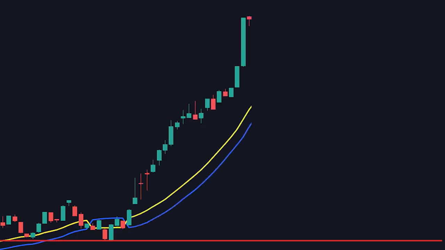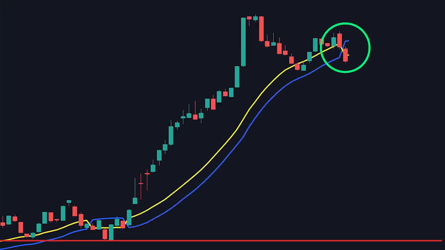So let's see what happens with this trade. We have entered our trade and have our stop loss set up. Price goes up for a while and then we see a bearish cross in the SSL channel right here. So we exit our position.